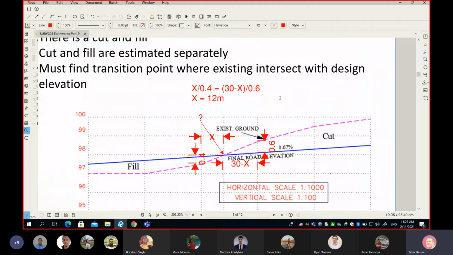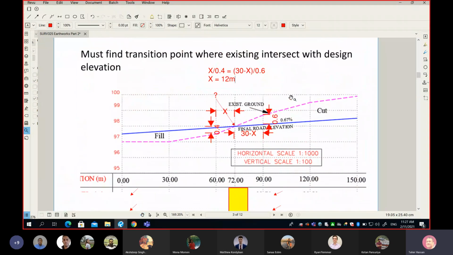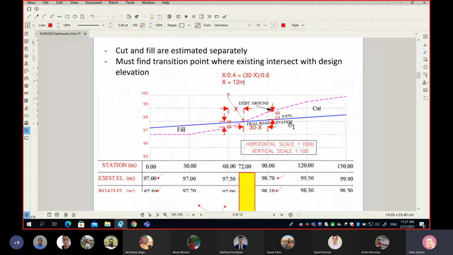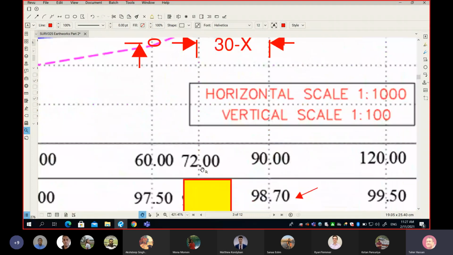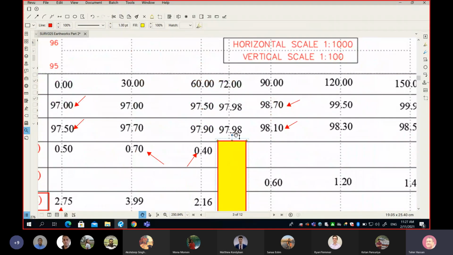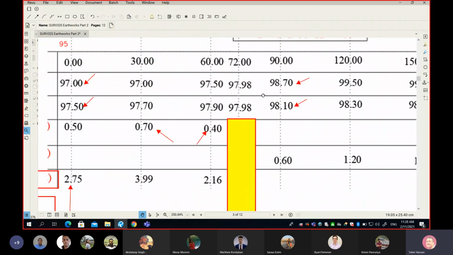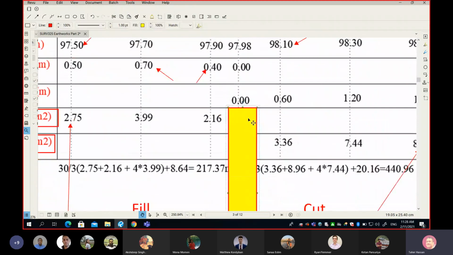And if x is 12 meters, remember the x is measured from 60. It means where they meet is at station 72. So we add 12 plus 60, so this is 72. If you wish, you can also find the existing ground and the road elevation by interpolation, but that's not required. But at this section, do we have depth of cut or depth of fill? 0. And do we have area of cut or area of fill? No, we have 0. Are you guys following?